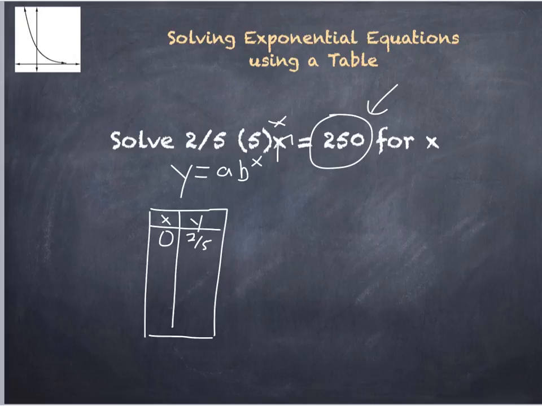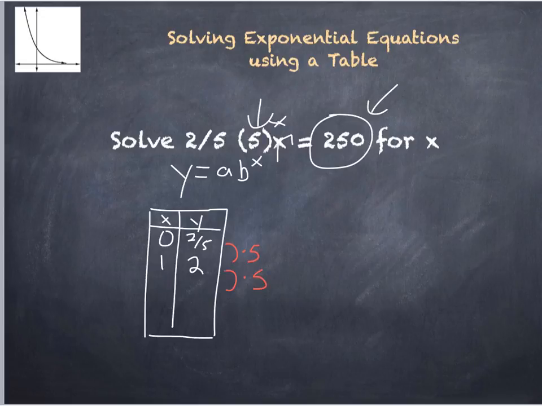There's obviously going to be an exponential growth because the multiplier is greater than 1, and we're multiplying by 5 each time. So let's multiply 2/5 times 5 until we get 250. If we multiply 2/5 times 5, our first term would be 2. That's still not 250, so we'd have to keep going.